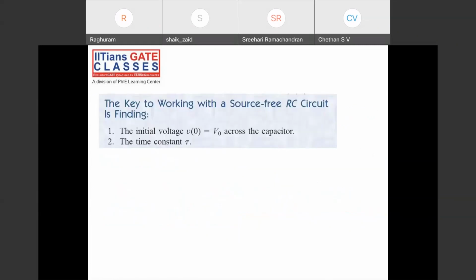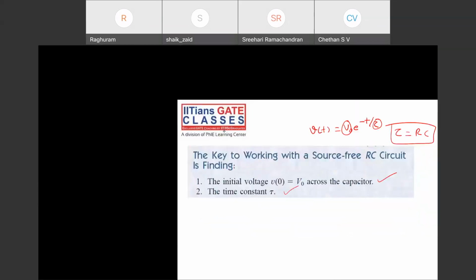The key to working with source-free circuits is only two steps. V of t is equal to V naught e power minus t by tau. So you have to find V naught, the initial voltage across the capacitor, and you have to find the time constant tau, where tau is equal to RC. Only two steps in working out a source-free RC circuit.